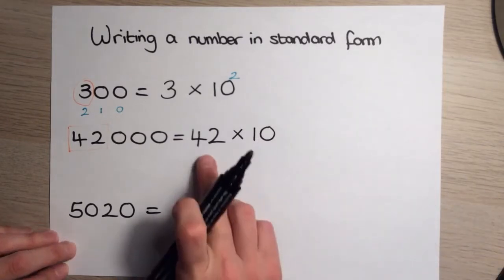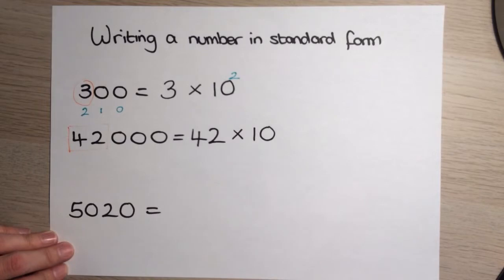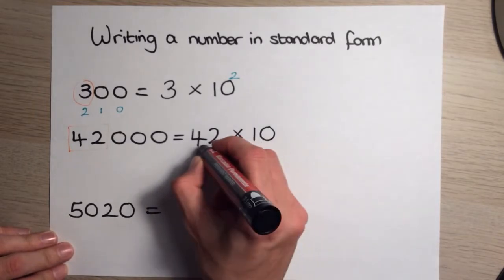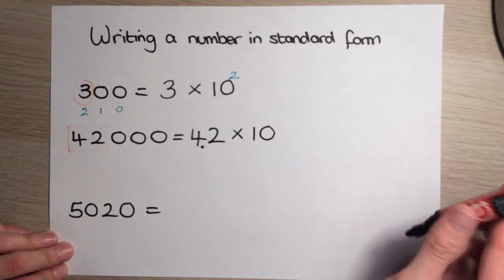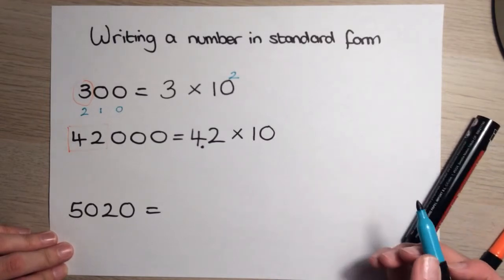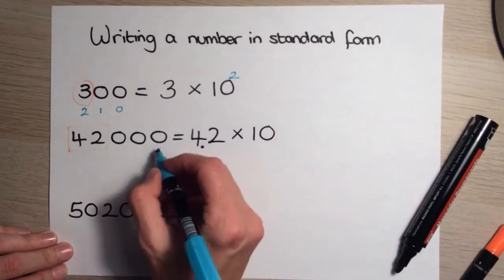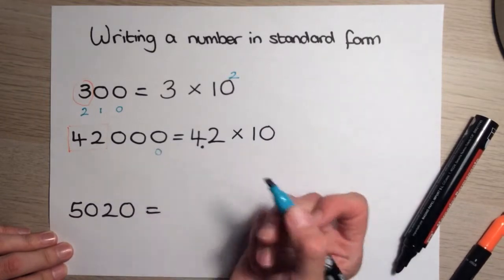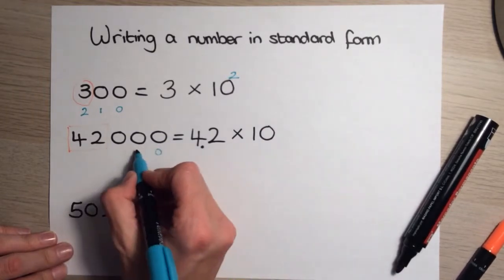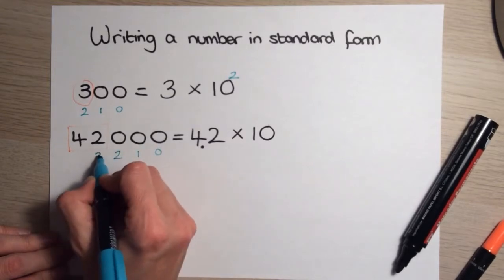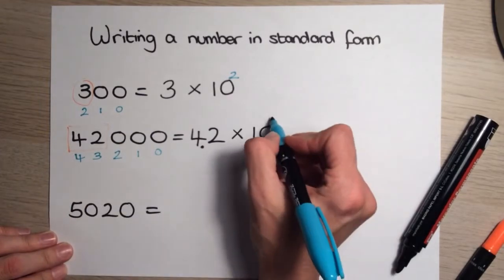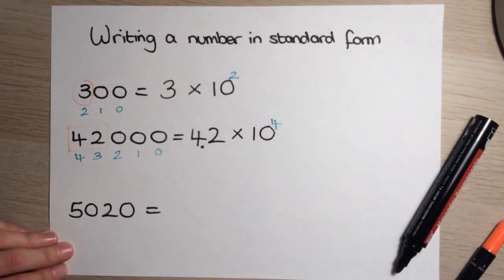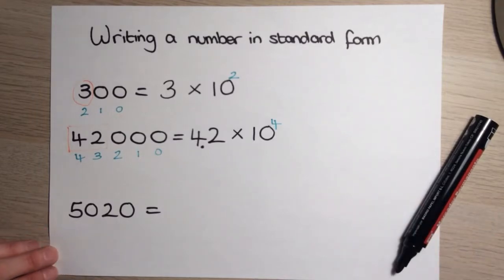Now this is not a number between 1 and 10, 42, so what I'm going to do is put a decimal point in between the 4 and the 2, and that turns that into a number between 1 and 10. Now to find the power of 10 I'm going to start labelling again from this right hand side, 0, 1, 2, 3, 4, till I get to the last number, and that is going to form my power for that number.